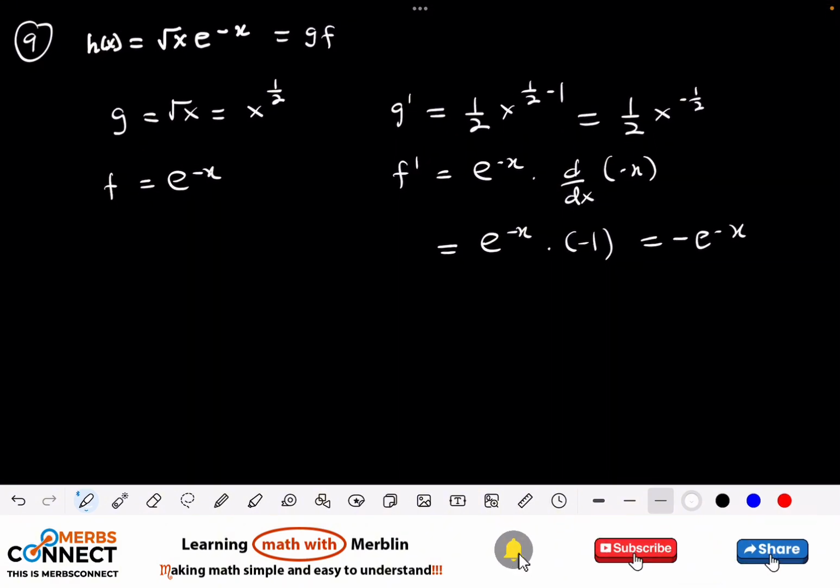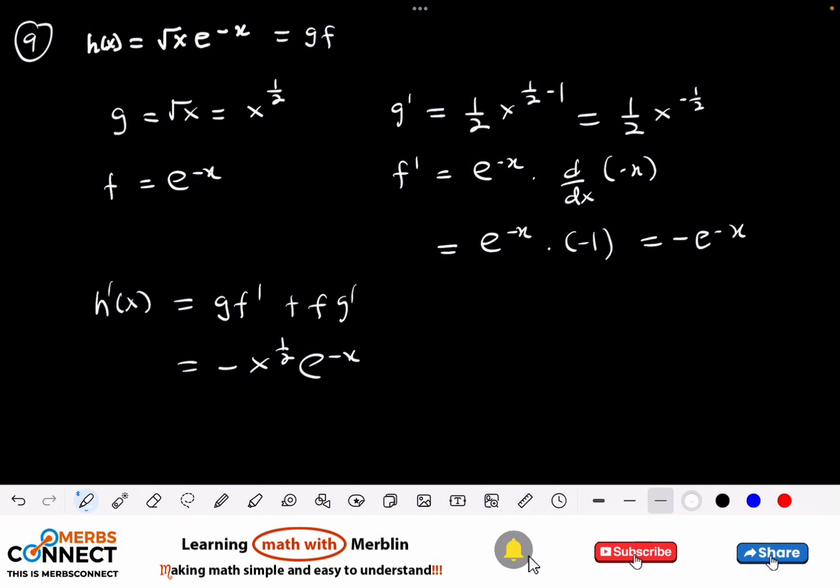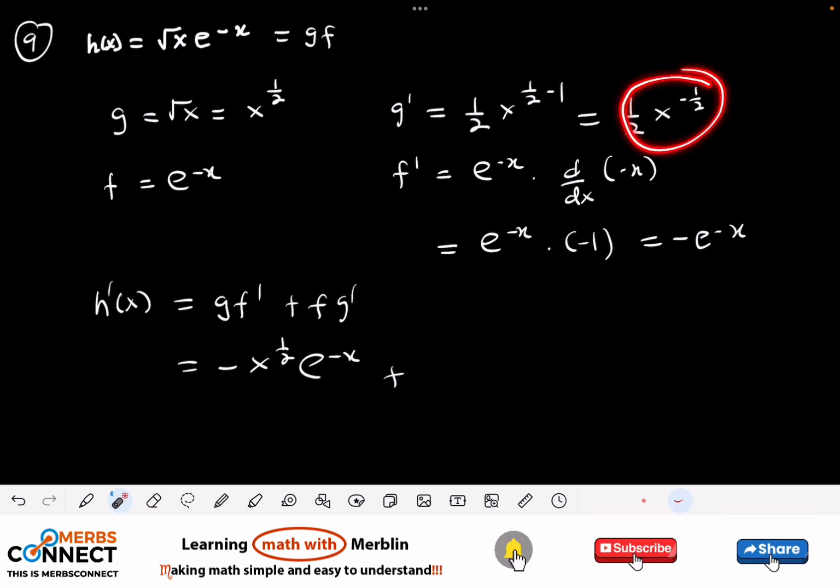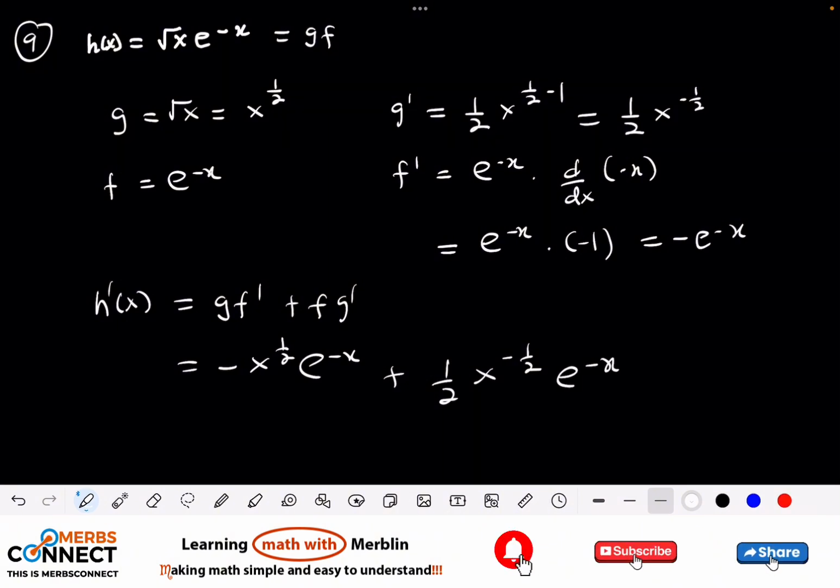Good. So now we are using the product rule, right? So h prime of x will be equal to g f prime plus f g prime. So g is this, f prime is also this. So we are going to have minus x to the power 1 over 2 e to the power minus x plus this is f and this is g prime. What is g prime? g prime is here. Good. So we are going to have 1 over 2 x to the power minus 1 over 2 times e to the power minus x. So this is what you are going to get at the end of the day.